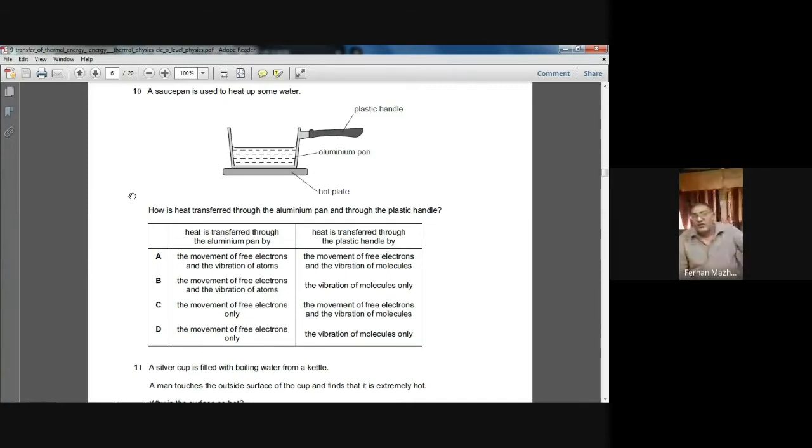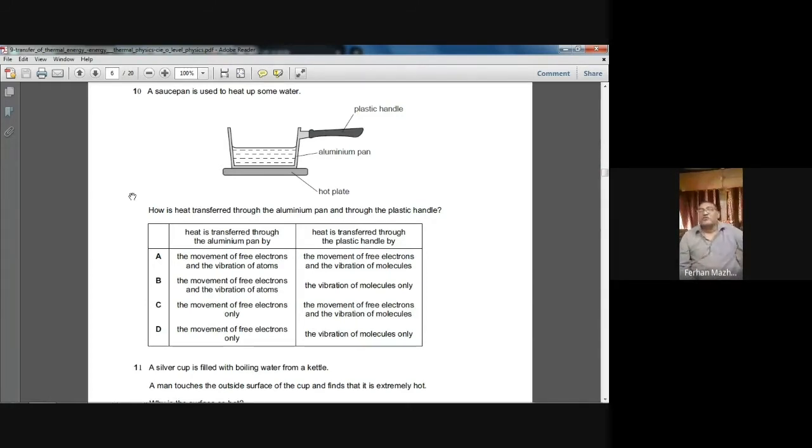In the insulator, the heat travels from one end to the other only because of the vibration of the molecules. Okay? So, heat is transferred through the aluminum pan by, A option, the movement of free electrons and the vibration of the atoms. That is true. And heat is transferred through the plastic handle by the movement of free electrons and the vibration of molecules. That's wrong. So A cannot be the answer. B option, the movement of free electrons and the vibration of atoms for the aluminum pan. That's right. And for the plastic handle, it says the vibration of molecules only. That is true. So B looks the best option.